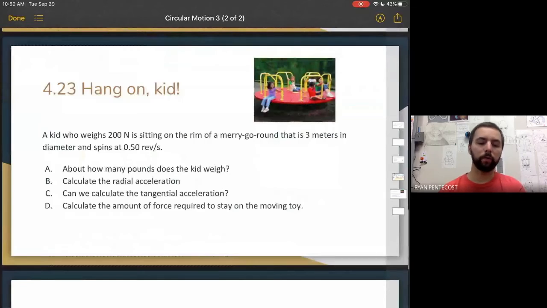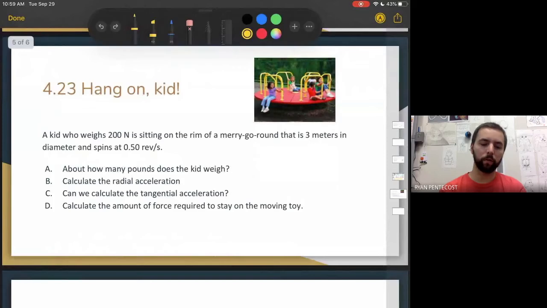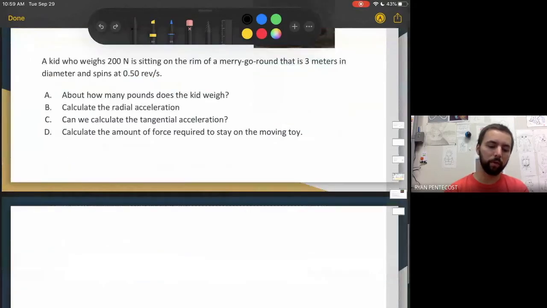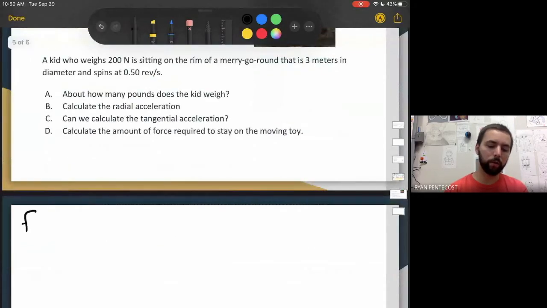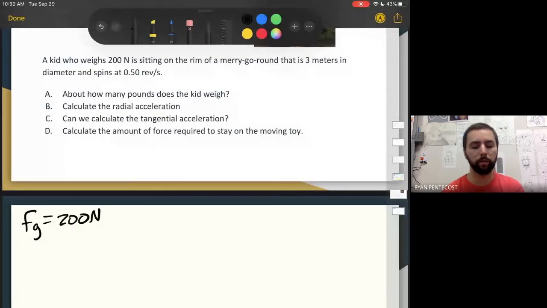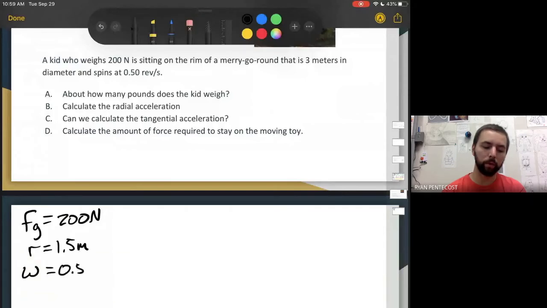So calculate the radial acceleration. Let's get our givens. So we have the force of gravity on this child is 200 newtons. The merry-go-round has a diameter of 3, so a radius of 1.5 meters. And it's got an omega spinning at half a revolution per second.